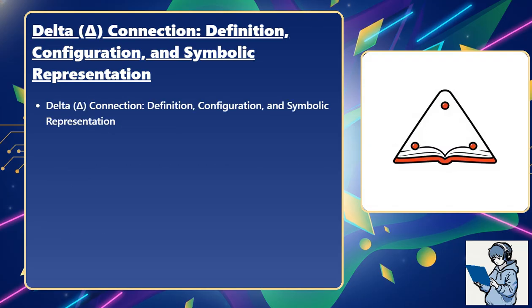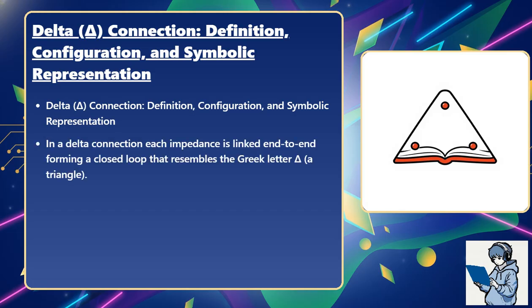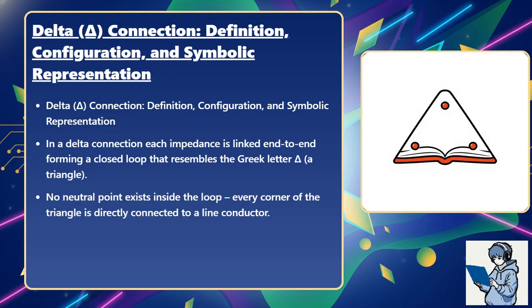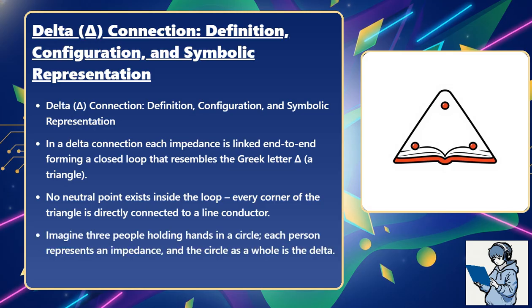Delta connection, definition, configuration, and symbolic representation. In a delta connection, each impedance is linked end-to-end, forming a closed loop that resembles the Greek letter delta, a triangle. No neutral point exists inside the loop. Every corner of the triangle is directly connected to a line conductor. Imagine three people holding hands in a circle. Each person represents an impedance, and the circle as a whole is the delta.